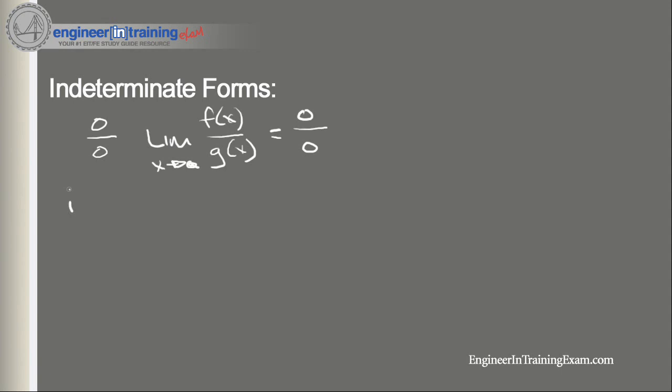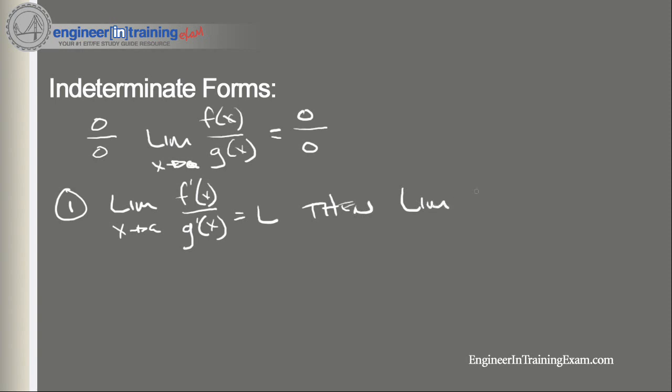Number one, if we can take the derivative of both f of x and g of x, then the limit as x goes to a of f prime of x divided by g prime of x, if that exists and is some number L, then the limit of our original function f of x over g of x is also L.